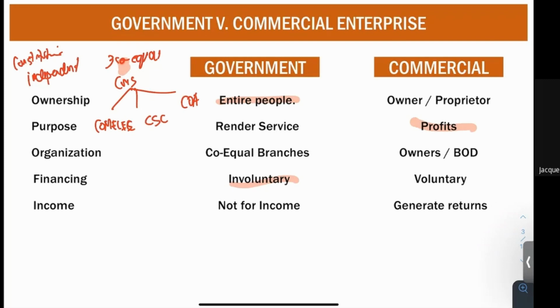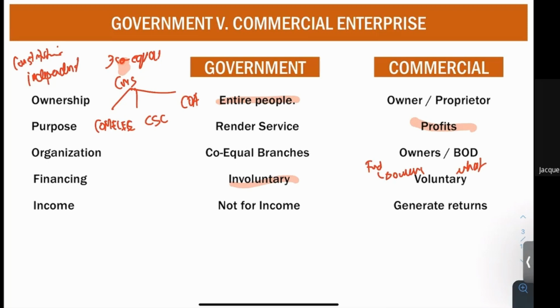For commercial, the financing is voluntary. Why is it voluntary as to financing? Because the fund of a business comes from the owners. And whatever amount the owner wants to invest in the business, that is the amount to be financed to the business or commercial enterprise. That's why for commercial, the financing is voluntary.